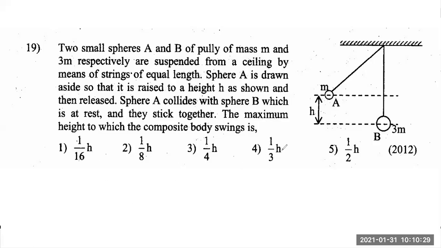The next question on the energy work is from 2012. Two small spheres A and B of mass m and 3m respectively are suspended from a ceiling by means of strings of equal length. So this string and this string have equal length. That's something you have to note.